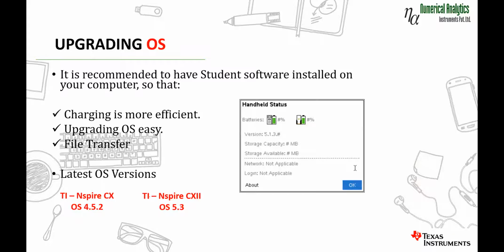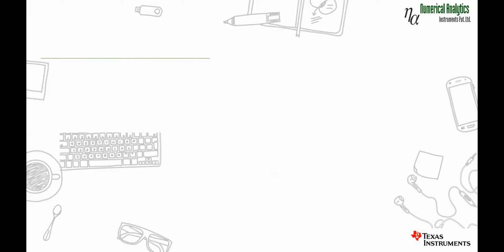Then we have some regular upgrades for the operating system of your calculator also. Currently the newest operating system is 5.3, which is the latest operating system for your CX2. If anybody has a software version lower than 5.3, they can upgrade the operating system by going to the education.ti.com website and following the instructions given there. If your calculator says 5.1 or 5.2, do upgrade to 5.3, because in 5.2 or 5.3 you have Python programming as well with the calculator.